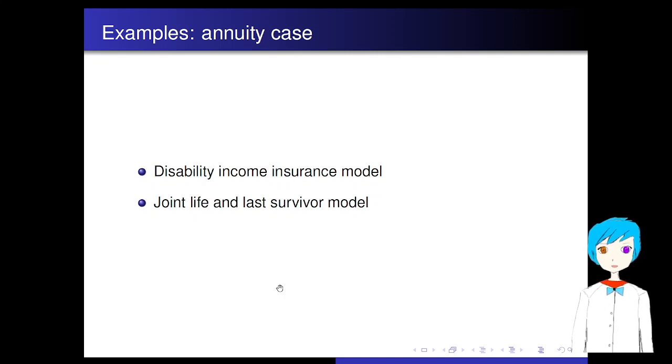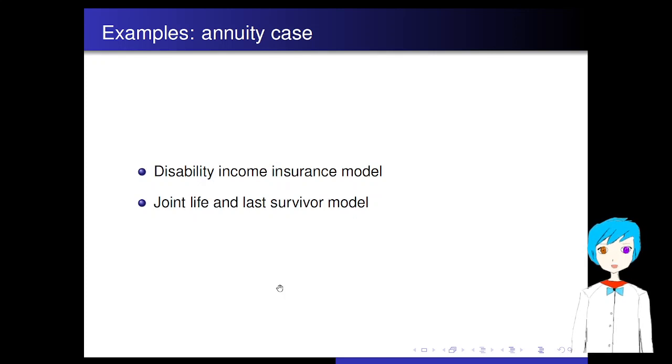So there are two different models that will pay an annuity to the insured life upon state change. First, we have the disability income insurance model. So if the insured life becomes sick or disabled, an annuity will be paid continuously or monthly until the insured life recovers.